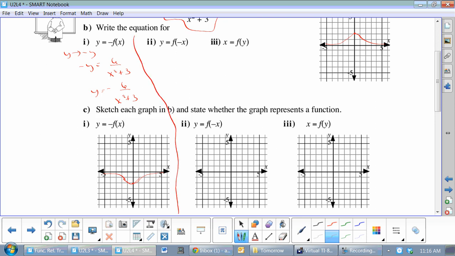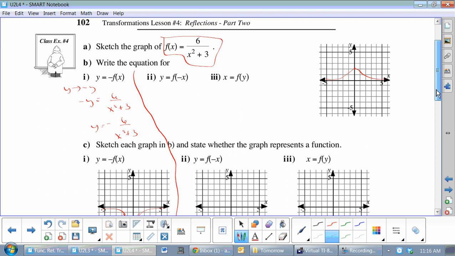Okay, y equals f of negative x. So if I do f of negative x, that means I'm putting a negative x into the equation. So y equals 6 over negative x squared plus 3. No, you just take the x and replace it with negative x. You got to be very disciplined with that.